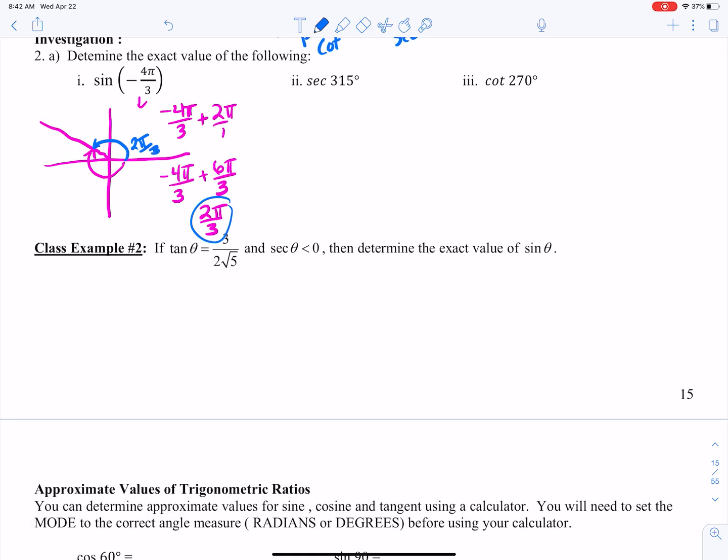Now, we've got to remember the unit circle. Because this is a special angle, 2 pi over 3 on the unit circle, we look at the y-coordinate there. The whole coordinate is negative 1/2, root 3 over 2, you can just reference your unit circle. So the exact value of the following would be the y-coordinate, which is root 3 over 2.